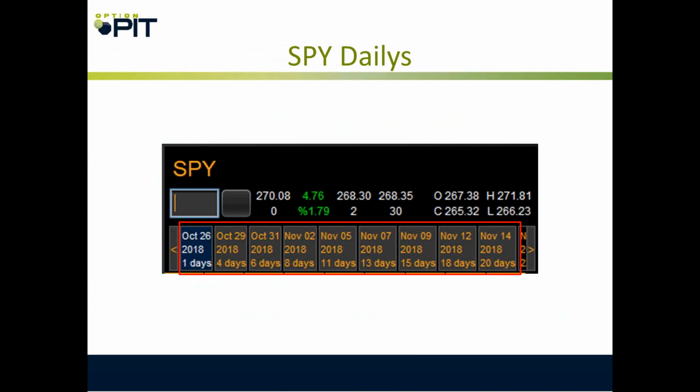Take a look, here's SPY dailies. Look at this: 1, 2, 3, 4, 5, 6, 7, 8, 9 expirations at this time. We've had these go, so we still have 1 expiration tomorrow, Monday, Wednesday, Friday, Monday, Wednesday, and then the normal Friday expiration. You think that gives us some flexibility? Yeah, it does.